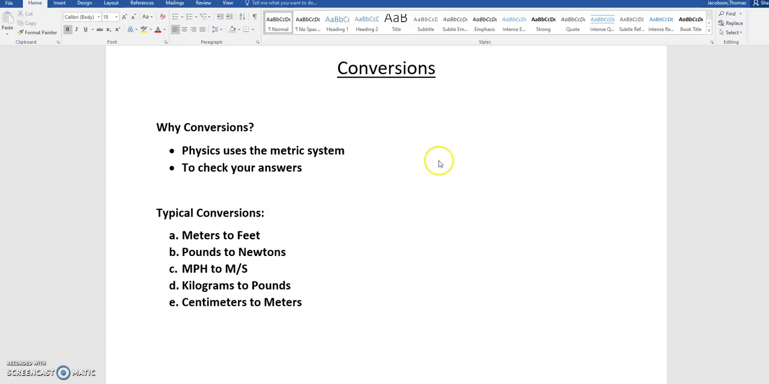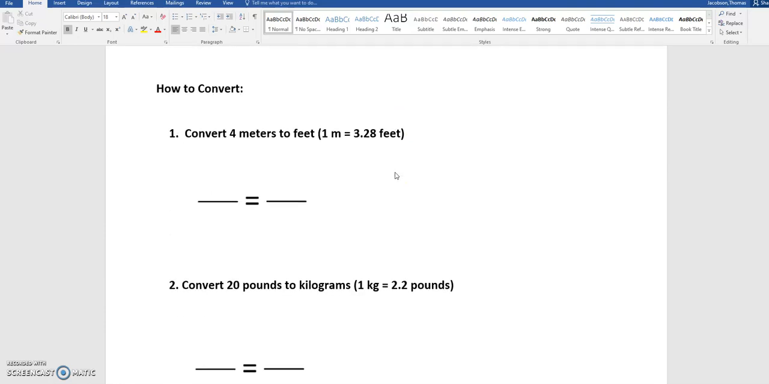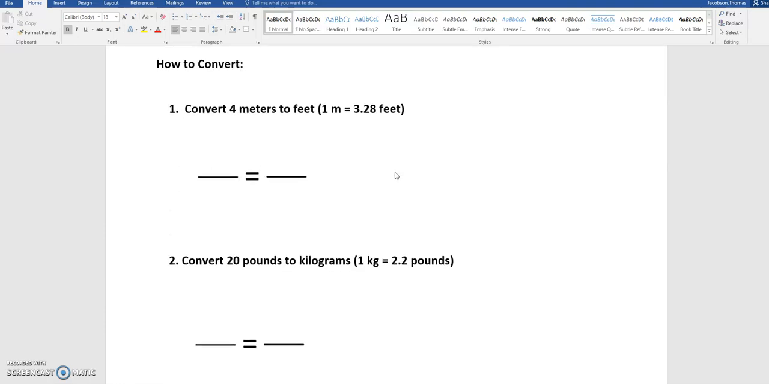To learn how to convert, let's just go ahead and start solving some of these problems. We like to use the proportion method. I know there's other ways of converting, but I'm going to show you the way that we prefer here at Hinsdale South.